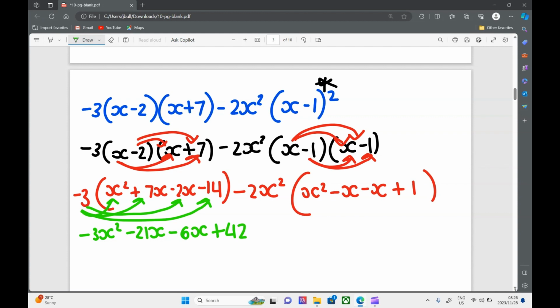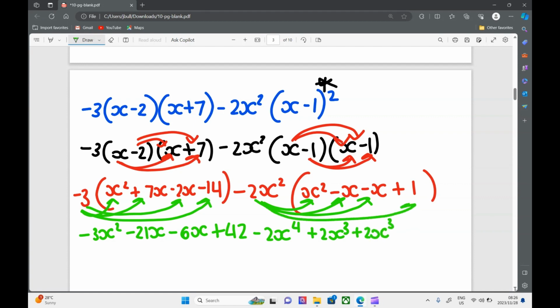Then the next bracket, we've got minus 2x squared times this, so that's going to be minus 2x⁴. Minus 2x times that is positive 2x³. And again, positive 2x³. And then finally, minus 2x squared. Okay, so that is all of our expanding done. Now we're going to go through and try add up what we can.